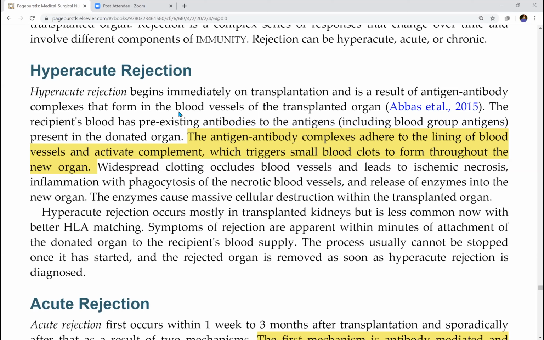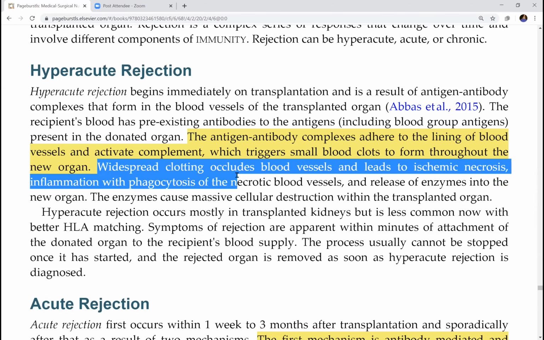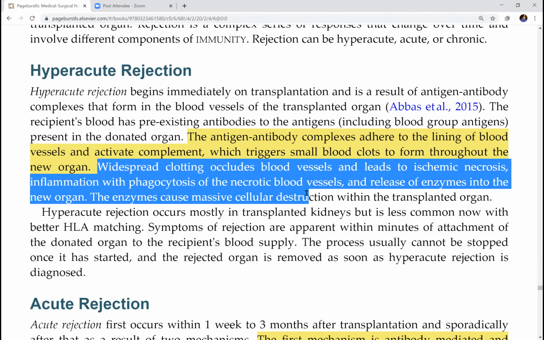When that happens, because of these pre-existing antibodies to the antigens between the graft and the host, this triggers an antigen-antibody complex, which triggers clots, and we're talking about widespread clots here. So this occurs within a few minutes as soon as blood flows to the graft. We call the graft the transplanted organ, okay, and the patient receiving it the host.